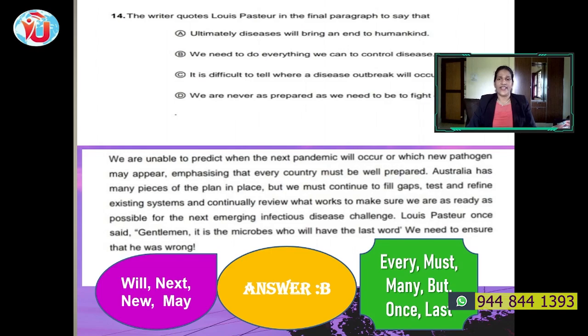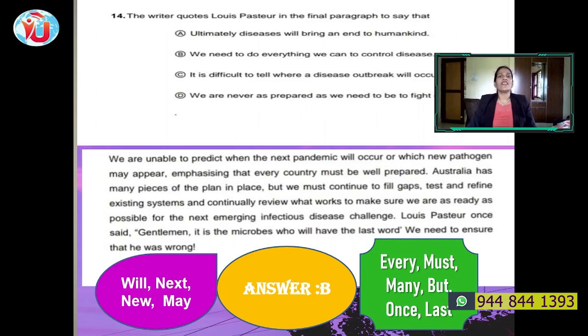Louis Pasteur once said, you see, the name is there. I told you in the beginning, you need to look for names. You looked for the name, that is Louis Pasteur. Once said, gentlemen, it is the microbes who will have the last word. This is Louis Pasteur's word, which is quoted by the writer. But what the writer wants to tell is, we need to ensure that he was wrong. You see, this was the writer's opinion. The writer says that we need to ensure that he was wrong. That means microbes will not be taking over.